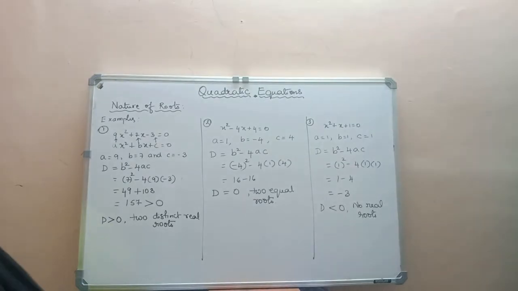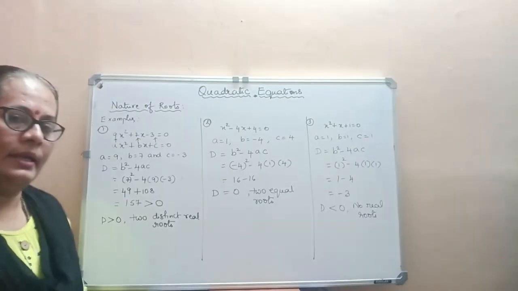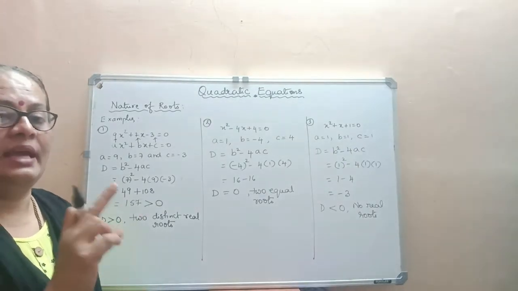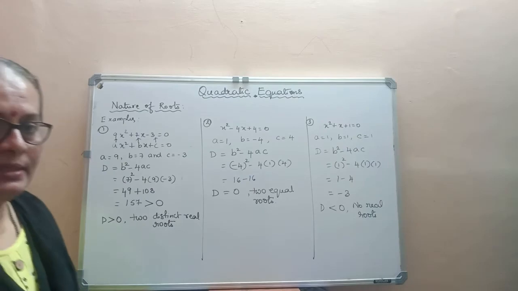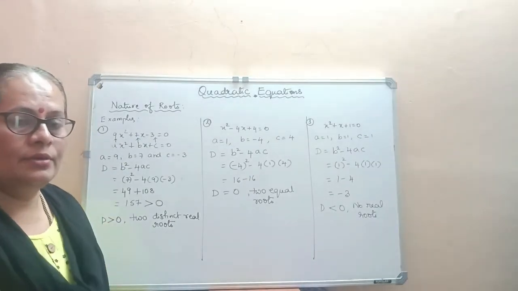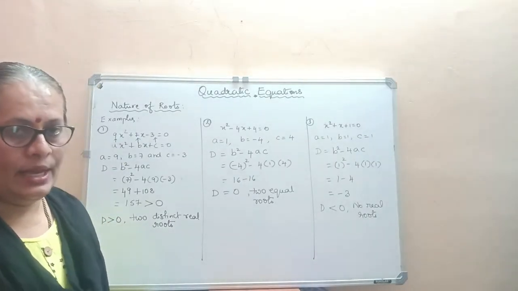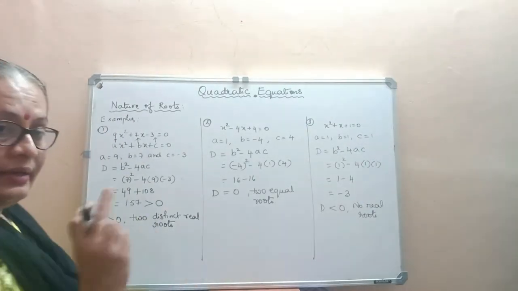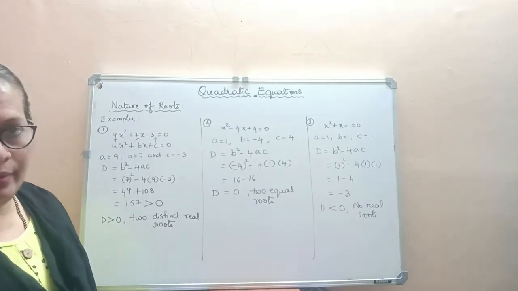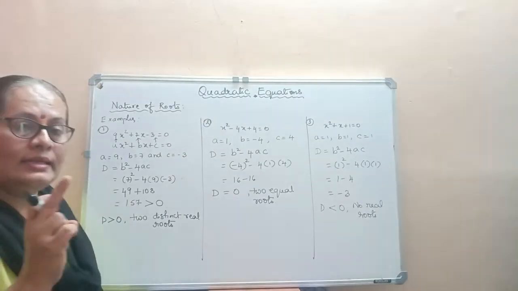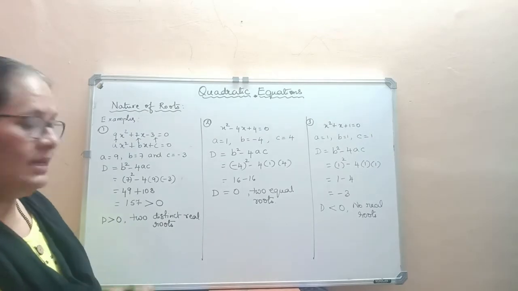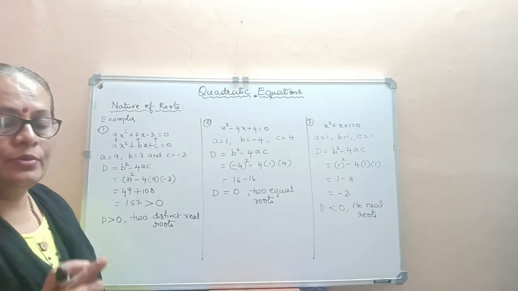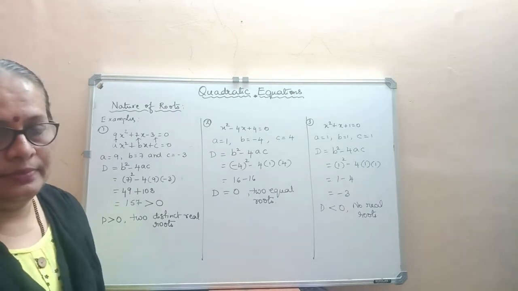First, what we do? First you have to compare the given quadratic equation with the standard form and note down the coefficients a, b and c. Then use the discriminant formula, D equals to b square minus 4ac. Substitute the values of a, b and c and find D, whether it is greater than 0, or equal to 0, or D is less than 0. So using this we can find the roots of the equation.